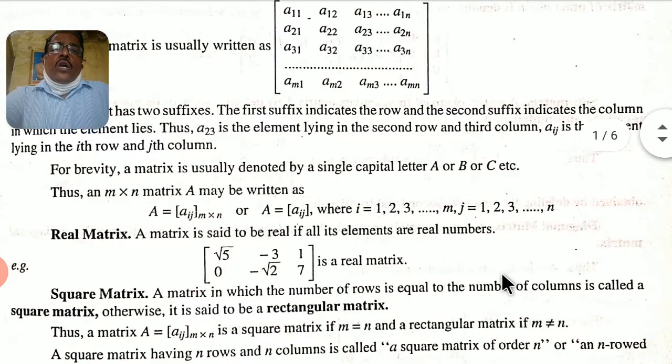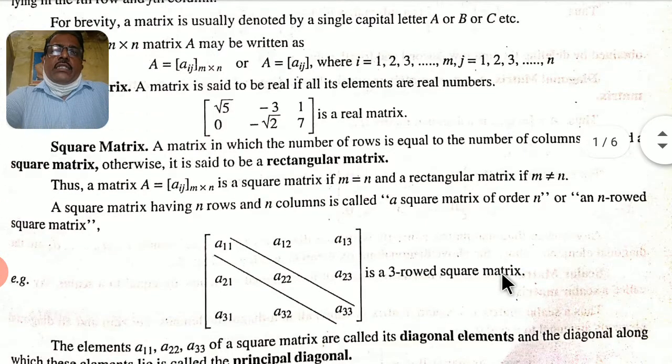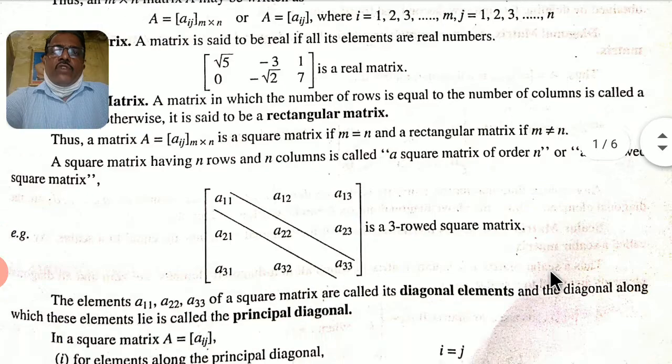Now, square matrix. What is a square matrix? A matrix is said to be a square matrix if the number of rows is equal to the number of columns. For example, in this example the number of rows is 3 and the number of columns is also 3. Therefore it is a square matrix.